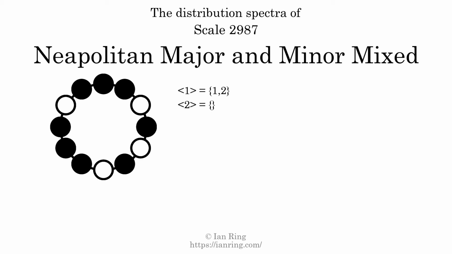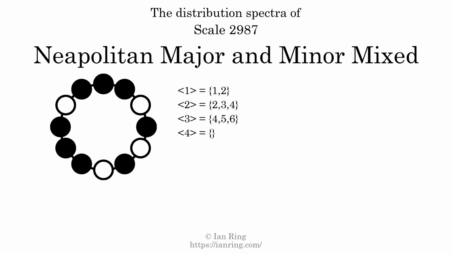The generic interval of two scale steps comes in three different specific interval sizes, 2 semitones, 3 semitones, and 4 semitones. The spectrum width of this generic interval is 2. The generic interval of 3 scale steps comes in 3 different specific interval sizes, 4 semitones, 5 semitones, and 6 semitones. The spectrum width of this generic interval is 2.